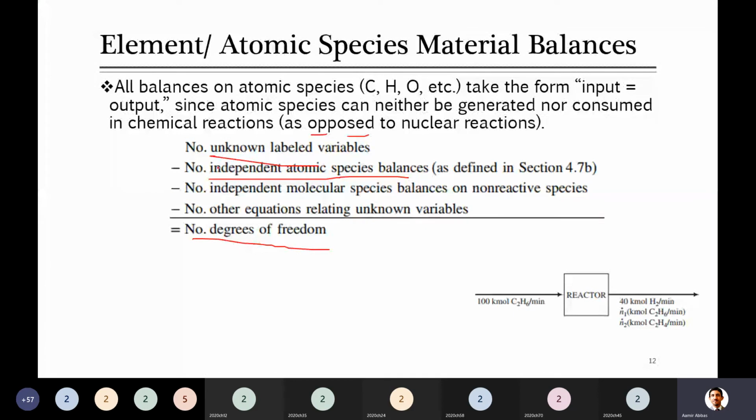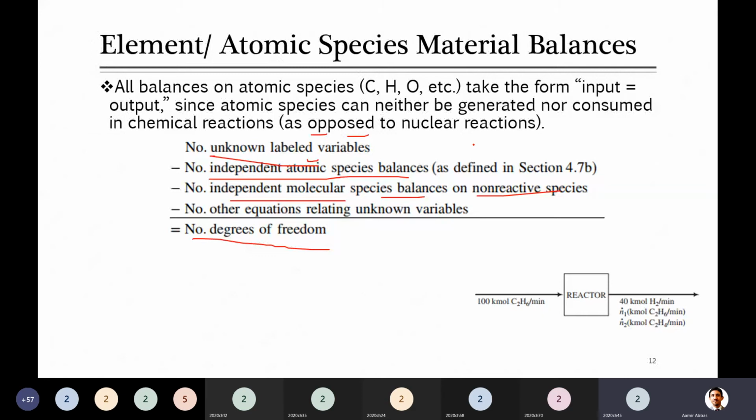The next term here is independent atomic species balance. If you compare it with the previous degree of freedom, which was for molecular species, can you recall what it was here? That was the number of independent molecular species, and here it is atomic species. So the terminologies are more or less the same. When you are applying it to atomic species, you have to write this. Next, the number of independent molecular species balances on non-reacting species. So what does this mean? Can any student tell me what this term means?